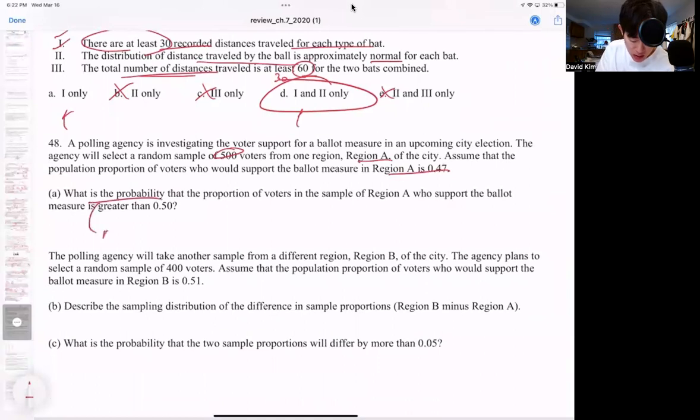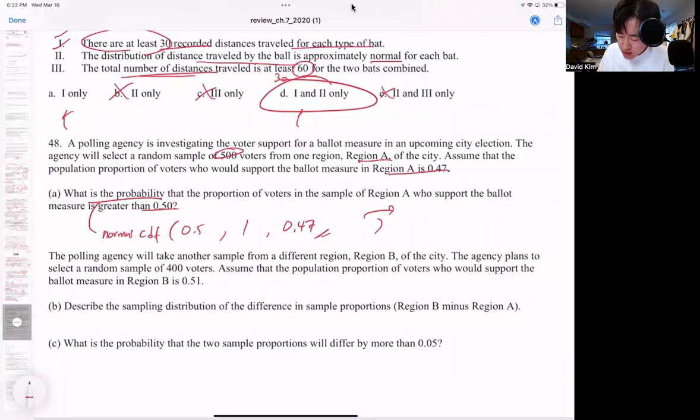What is the probability? So we're going to do normal CDF, lower and upper boundary, greater than 0.5, which is 0.5 all the way to 1, which is 100%. We have the mean of 0.47, but now we need to find the standard deviation by using the formula. I'm not going to rewrite the formula once again. I think you all can figure that out on your own. So 0.47 times 0.53 divided by 500, square root the whole answer, and I get this lovely number, 0.0223.